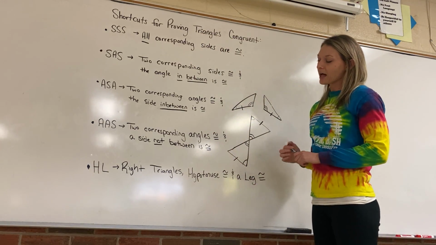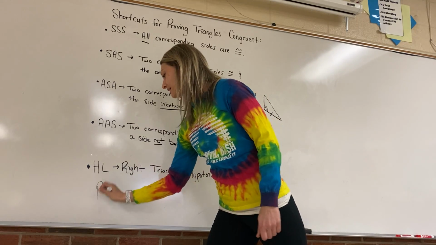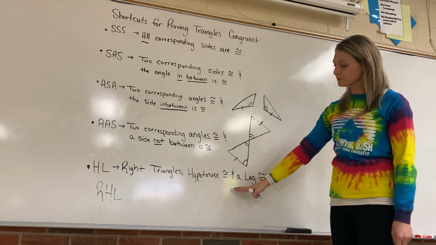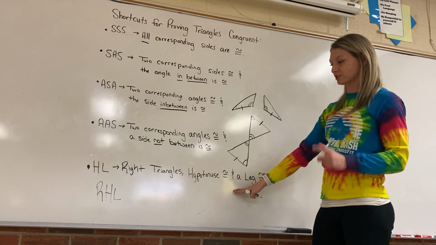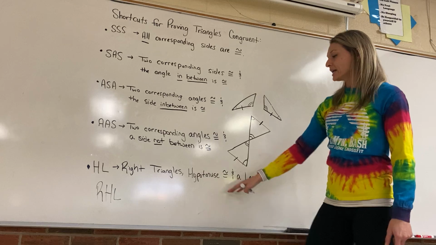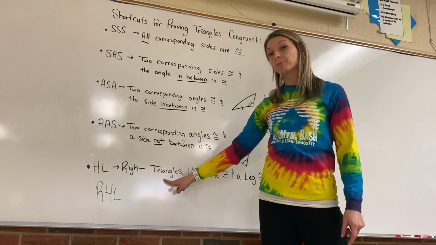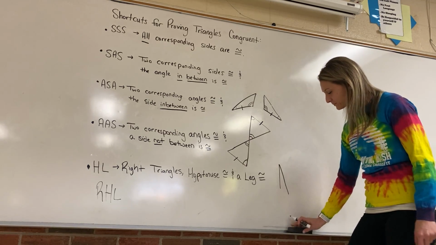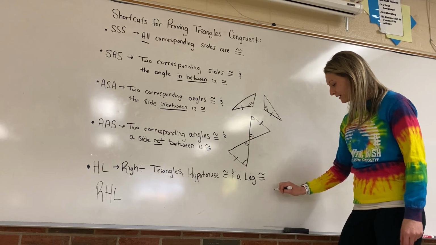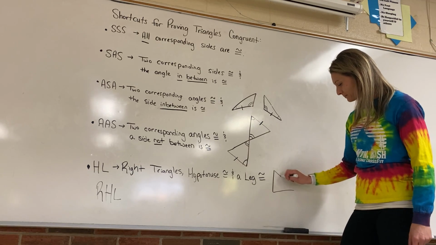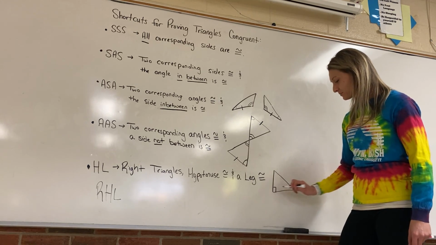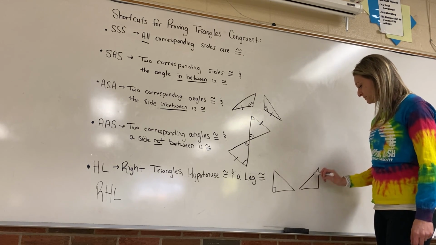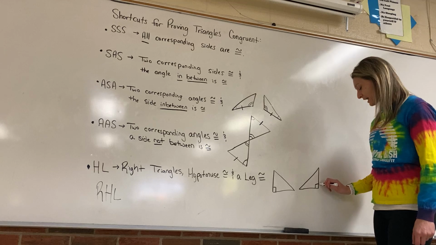The HL, I actually remember it as RHL, and there's a reason for that because of what you check. So to prove that two triangles are congruent by RHL, what you have to do is you have to check they have to both be right triangles. So they both have to have, let me redraw that, they both have to have a right angle in them. So they have to have something that tells you there's a right angle in each. So I'm going to draw my two triangles here. So that's one thing they have to have.